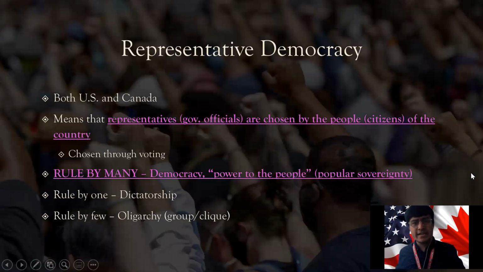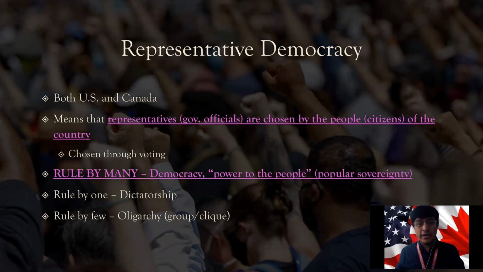Okay. Next, representative democracy. Again, this is the specific type of democracy that is for both the United States and Canada.